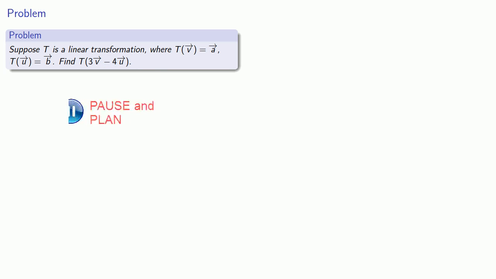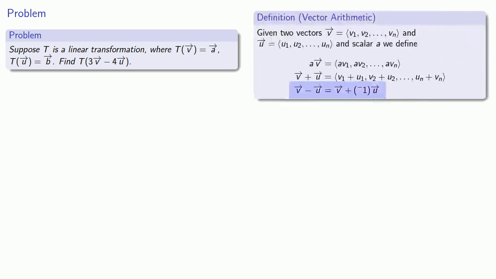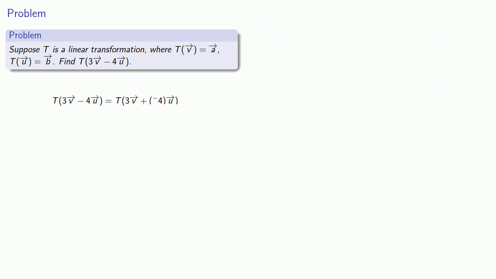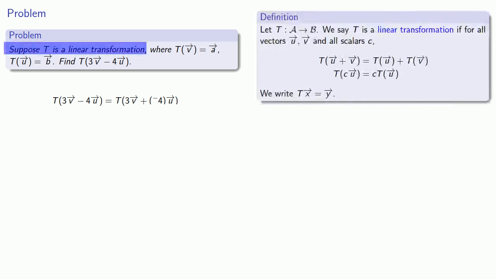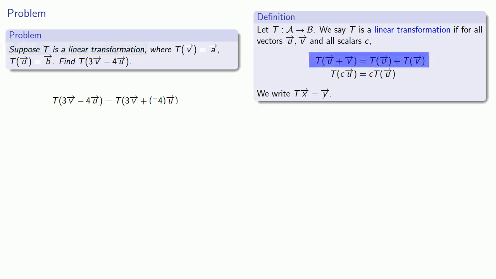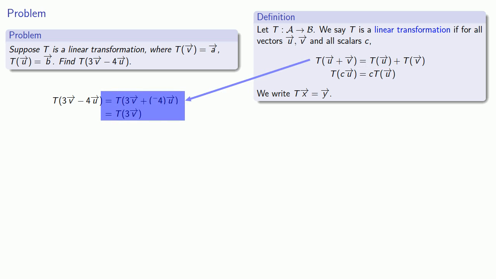So first of all, remember that we're treating the subtraction of two vectors as the sum of the additive inverse. So 3v minus 4u is 3v plus negative 4 times u. Because this is a linear transformation, the transformation applied to a sum of vectors is the same as the sum of the transformation applied to the individual vectors. So this becomes the transformation applied to 3v plus the transformation applied to negative 4u.